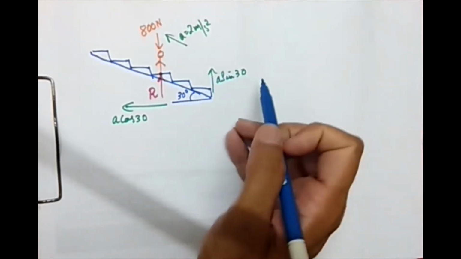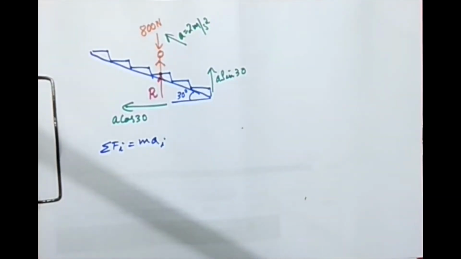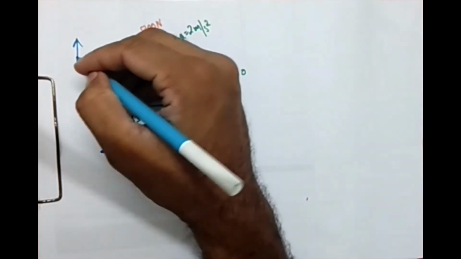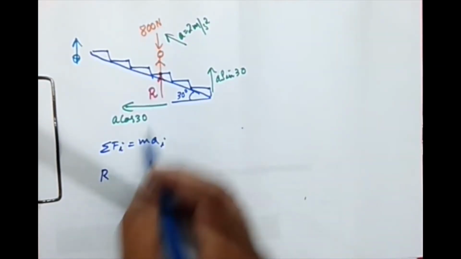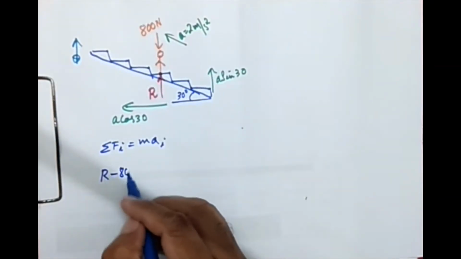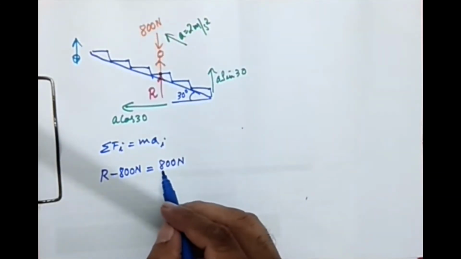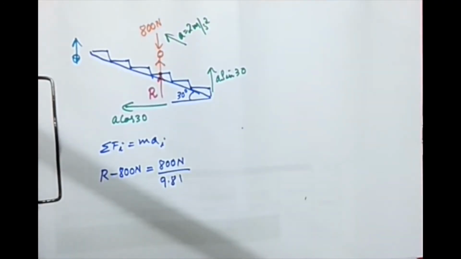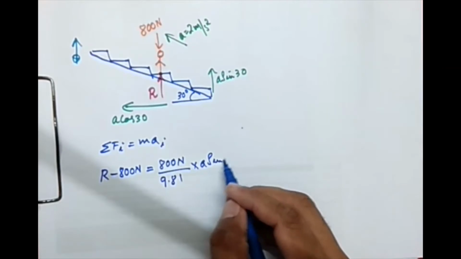And once we have this setup, we are going to use the same condition, that is D'Alembert's principle. We know that D'Alembert's principle is sigma Fi is equal to m ai. So we need to fix the direction i. Here I am fixing the direction i as this direction. So net force: R is in the upward direction, which is the direction I assumed. 800 Newton is in the opposite direction, acting downward. And then on the right hand side we have the mass. The weight is 800 Newton, so to convert it into mass, I am dividing it by 9.81, into the acceleration in the assumed direction, which is a sine 30.